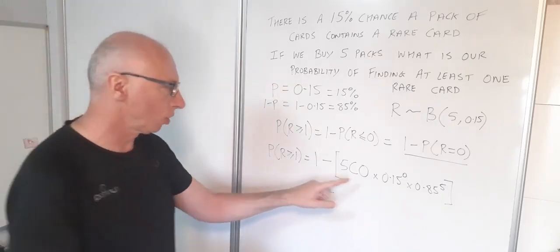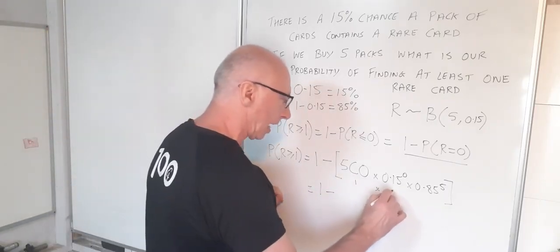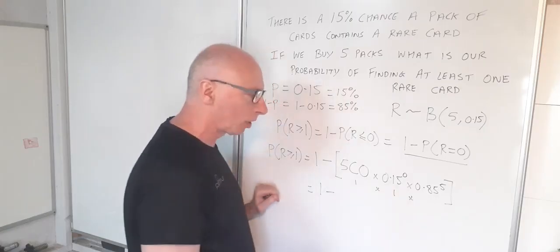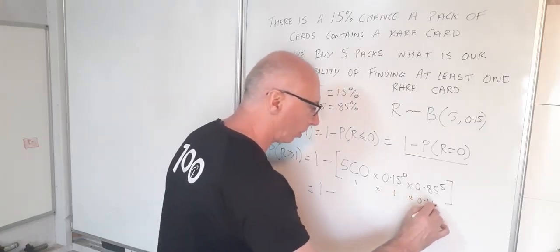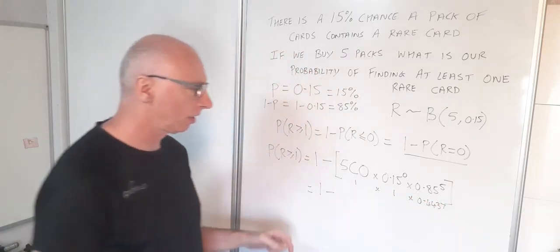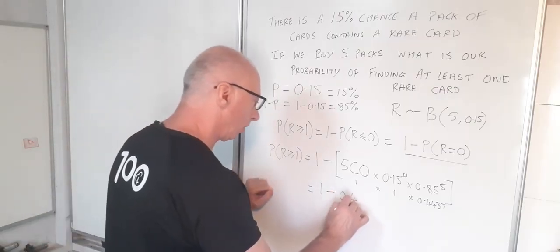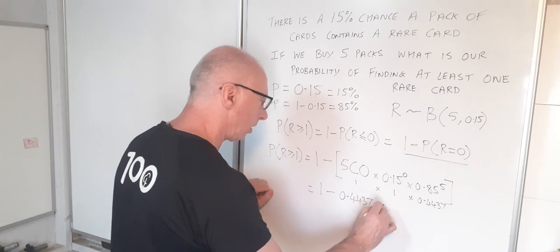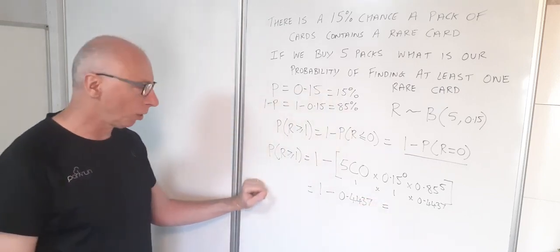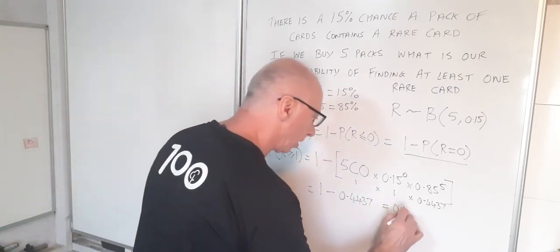So now what we do there, we do 1 minus, and then that will come to, if you type that in, that's just a 1. That's a 1. And then that becomes 0.4437 and so on. So then this becomes 1 minus 0.4437, which equals 0.5563.